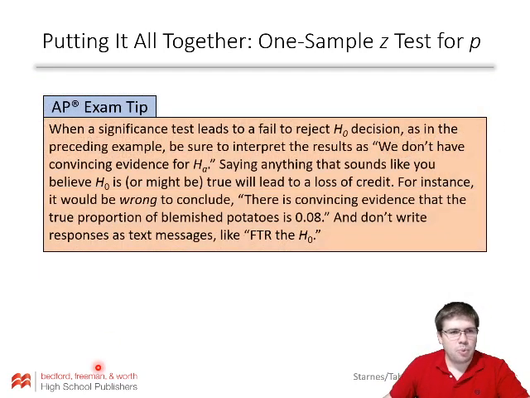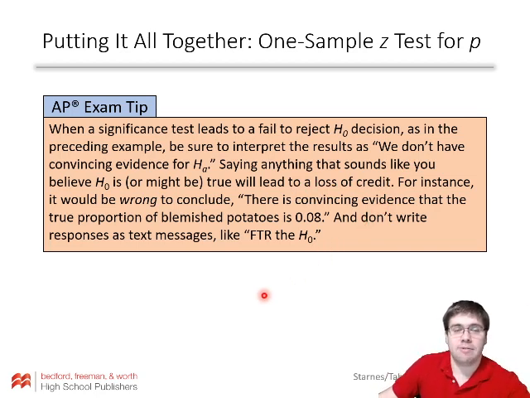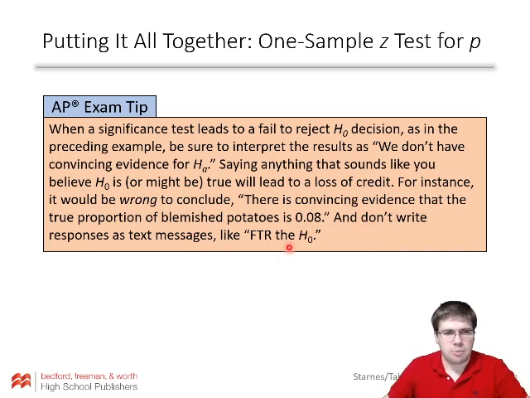AP exam tip: when a significance test leads to a fail to reject the null hypothesis decision, as in the preceding example, be sure you interpret those results as we don't have convincing evidence for the alternative. Saying anything sounding like you might believe the null hypothesis is or might be true will lead to a loss of credit. So you don't say, we'll believe that this shipment is good. We'll just say we failed to find evidence that it was bad, or failed to find evidence that more than 8% were blemished. So make sure you do something like that.